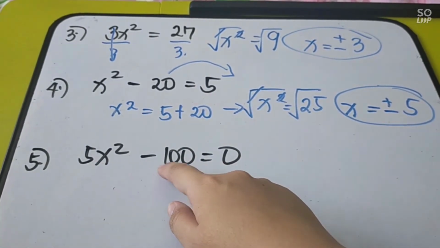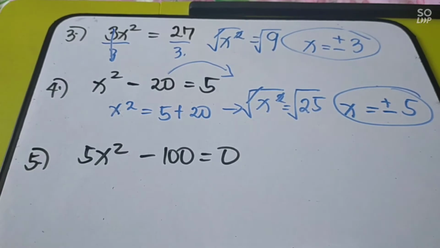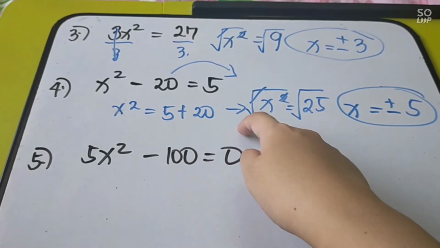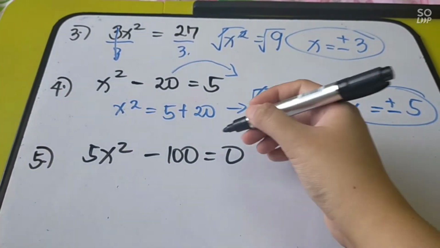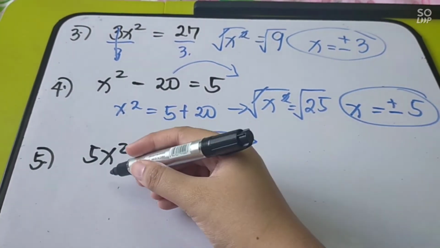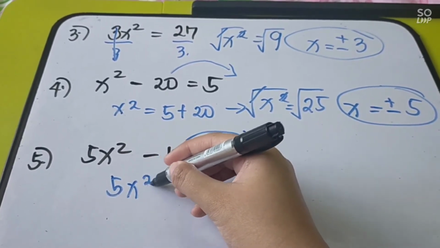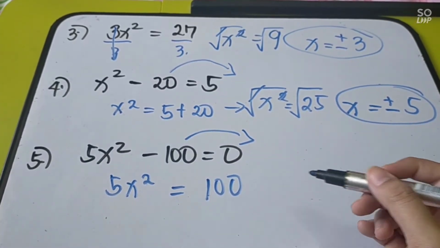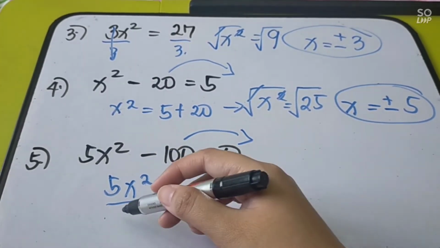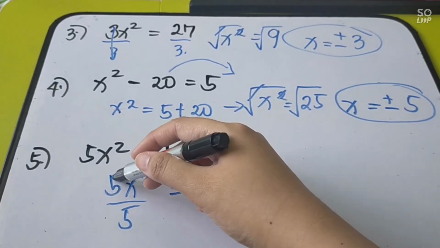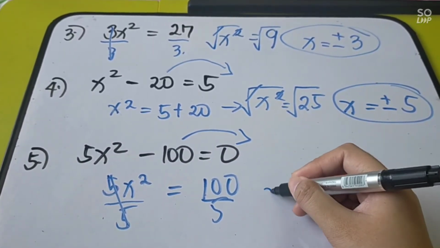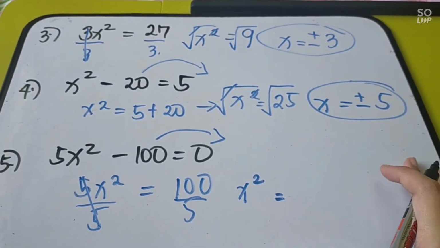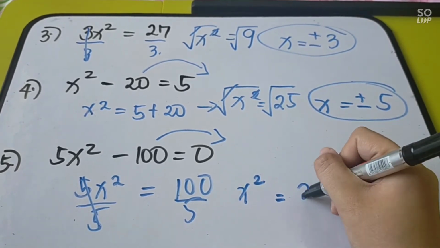Next, let us have number 5. We have here 5x squared minus 100 is equal to 0. If this is the case, you are going to transpose negative 100 to the other side. So, this one is 5x squared is equal to positive 100. Afterwards, you are going to divide it by 5, cancel out yung 5. So, ang matitira na lang ay si x squared is equal to 100 divided by 5, the answer is 20.